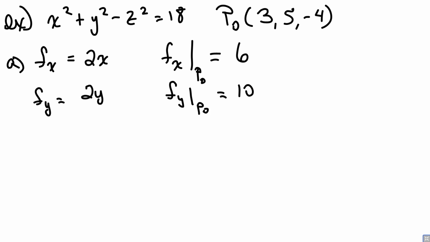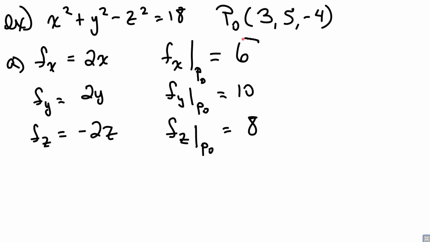10. And then let's do the partial with respect to z. What will I get? -2z. And then if I evaluate that at P sub 0, what value will I get? 8. Okay, so these numbers here are going to be our numbers that are in front.